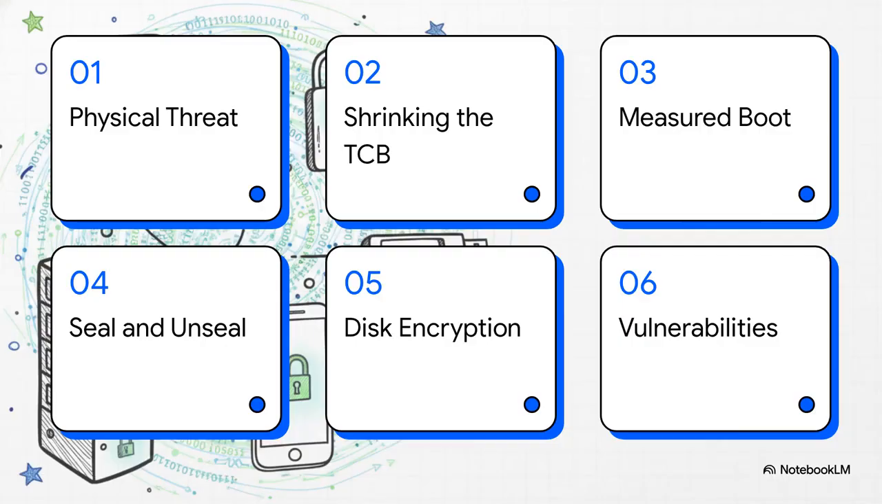To understand how we actually stop this physical hack, here's our roadmap for today. Number 1, we'll look at the physical device theft threat. Number 2, shrinking the trusted computing base with the TPM. 3, measured boot and the chain of trust. 4, sealing and unsealing. 5, BitLocker sector encryption. And finally, number 6, remaining vulnerabilities.